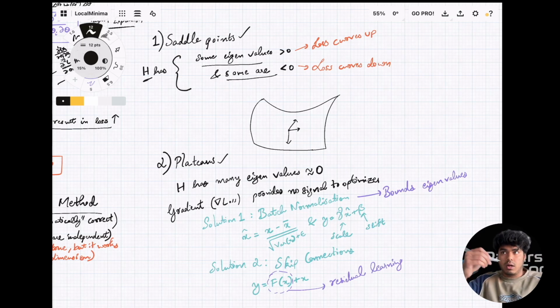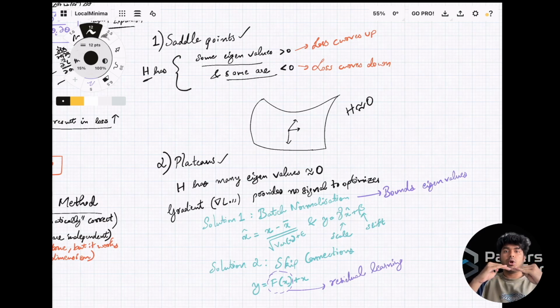That means the loss curves up in certain dimensions and the loss curves down in some dimensions. And when you put all the dimensions together, they just cancel out and you have a point of no gradient. So your gradients are essentially, the second order derivative is basically zero, right? So your Hessians are very, very close to zero. So the gradient at that point is very small.